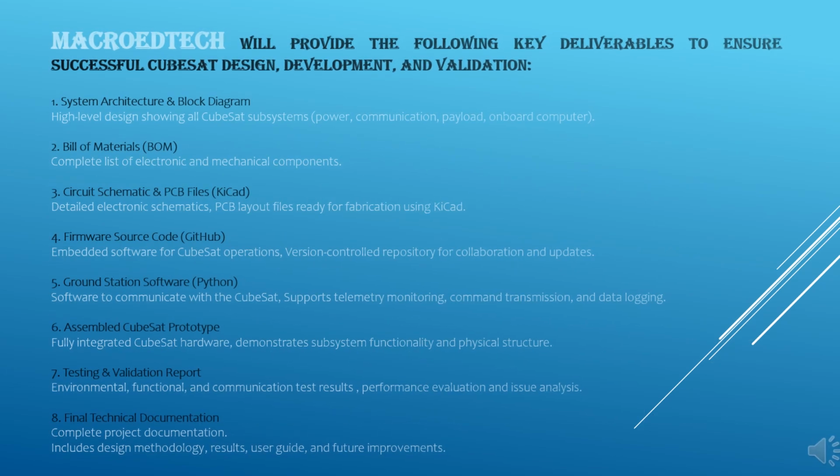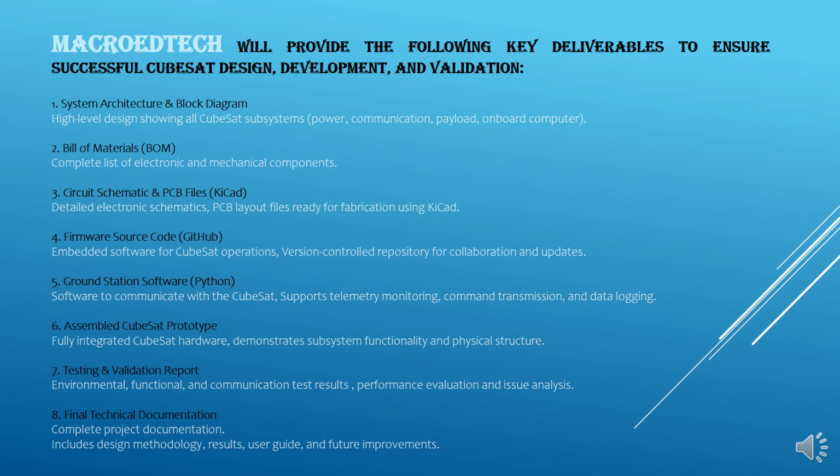Next comes the project deliverables. MacroEdtech will provide the following key deliverables to ensure successful CubeSat design, development, and validation. The first is the system architecture and block diagram, which show the overall structure of the CubeSat subsystems. The second is the bill of materials, which lists all the electronic and mechanical components required for the project.